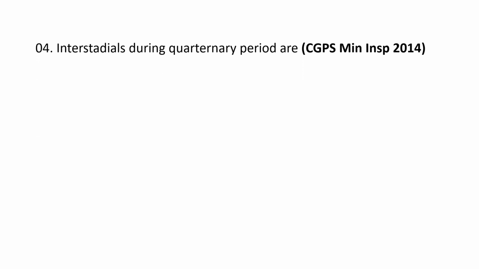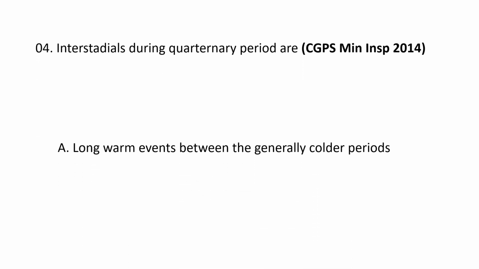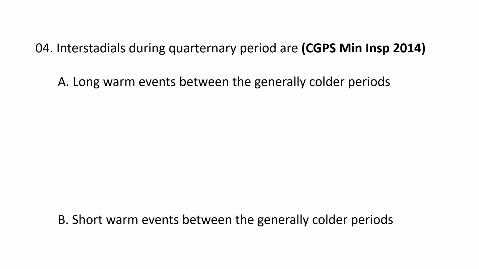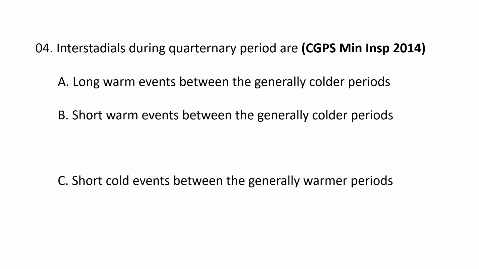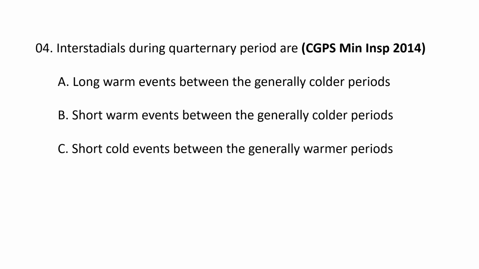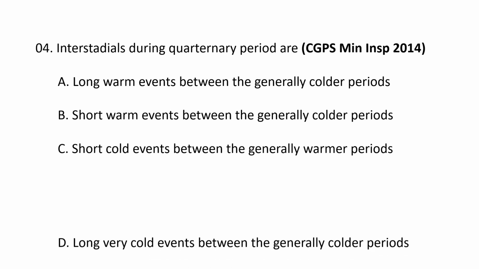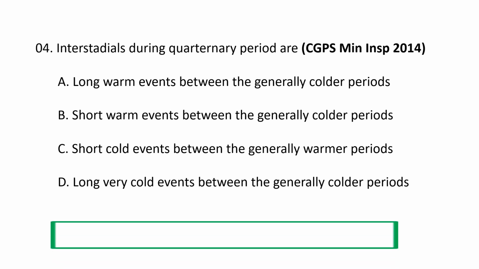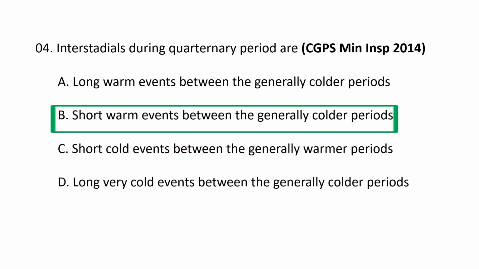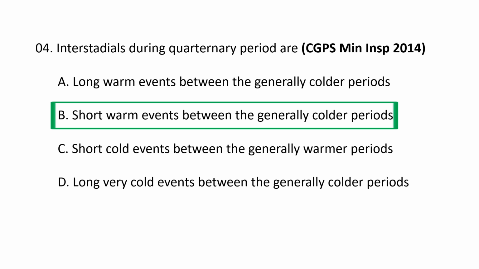Interstadials during quaternary period are A. Long warm events between the generally colder periods, B. Short warm events between the generally colder periods, C. Short cold events between the generally warmer periods, and D. Long very cold events between the generally colder periods. The correct option is B. Short warm events between the generally colder periods.